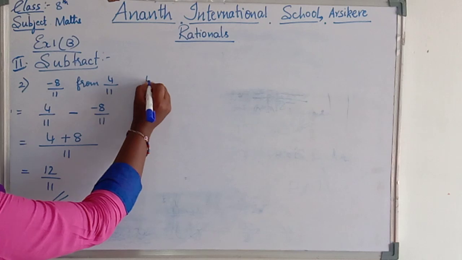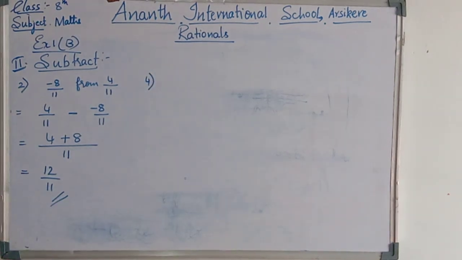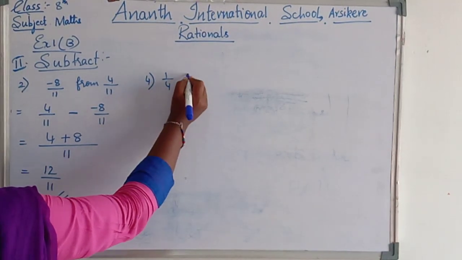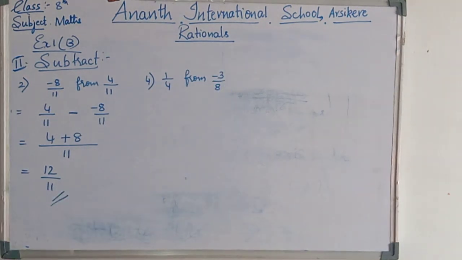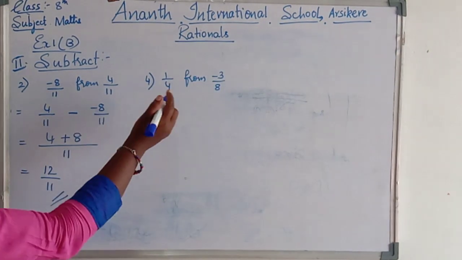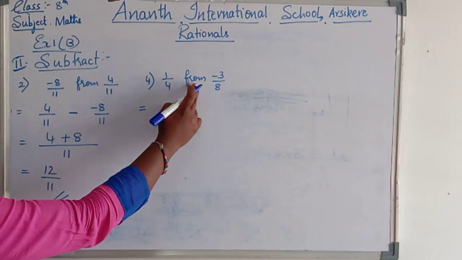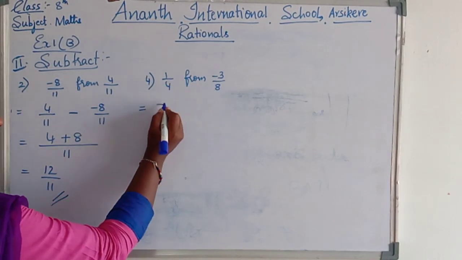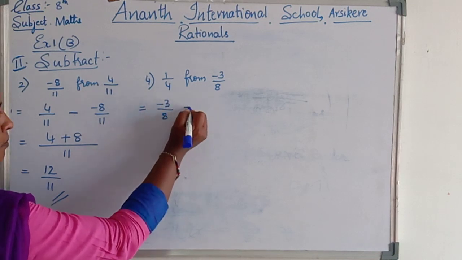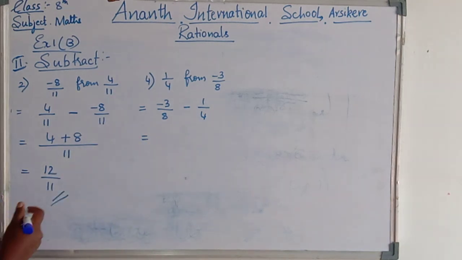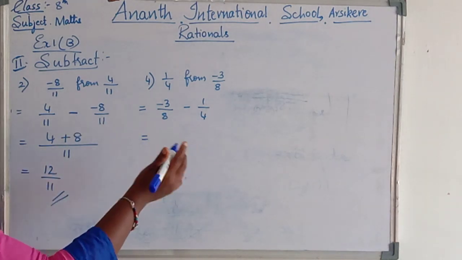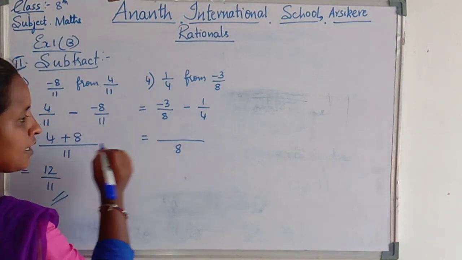The next sum we will see is the fourth one. 1 by 4 from minus 3 by 8. I think you may have already done this problem. It is very easy to do. Now we have to write the from next number first. Minus 3 by 8. From means minus, 1 by 4. So 4 and 8, we know what the LCM is, because here the denominators are different. When the denominators are different you have to take the LCM. Here the LCM is 8.